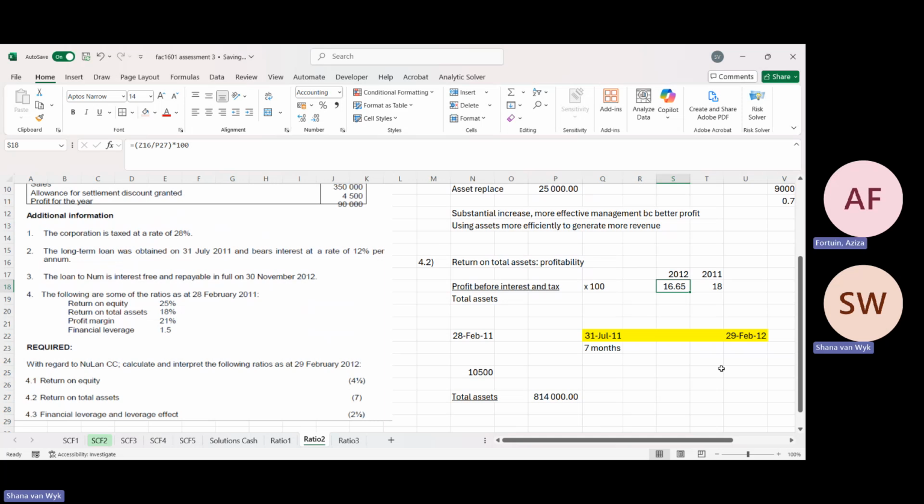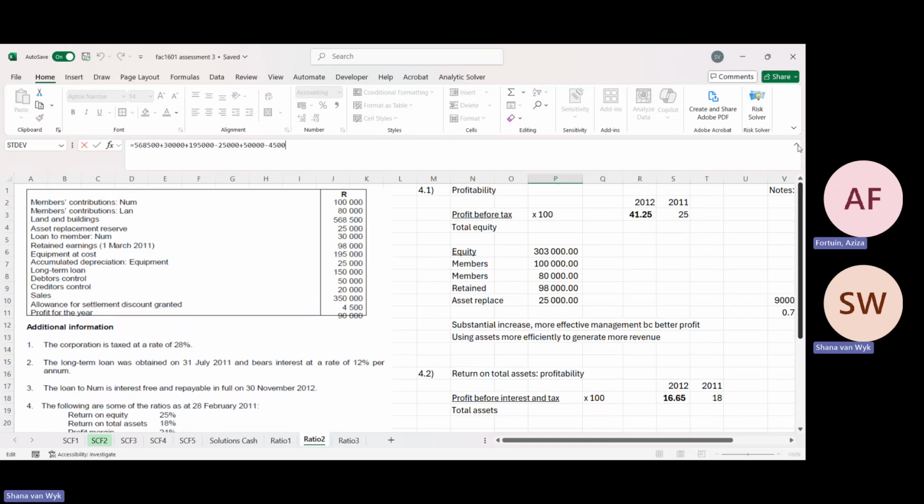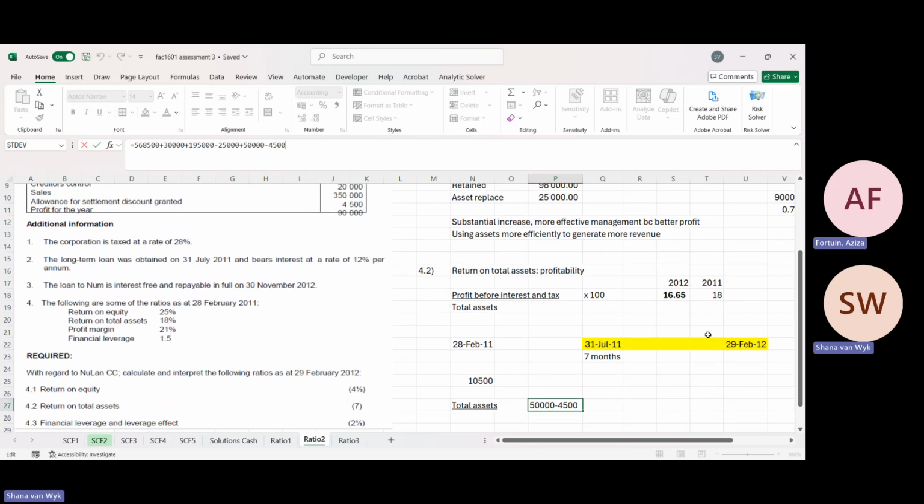Just highlight your 814,000 again. This one. Okay, let me quickly go up. What did I add? Okay, that's correct. Awesome, you can continue. Perfect. So then you divide it, 16.65. Yes, I got that one.